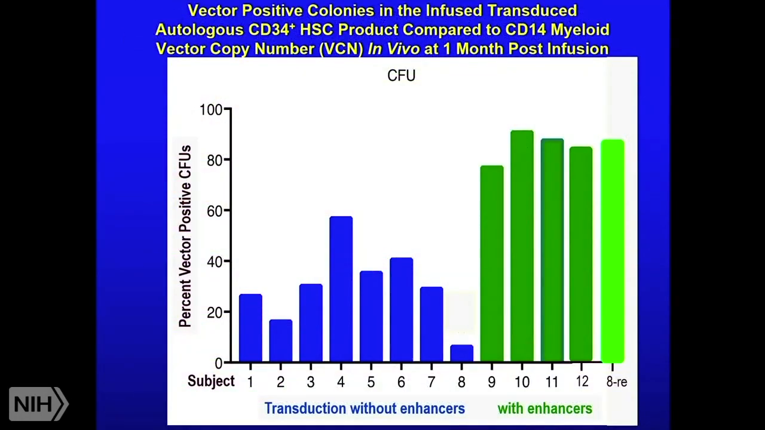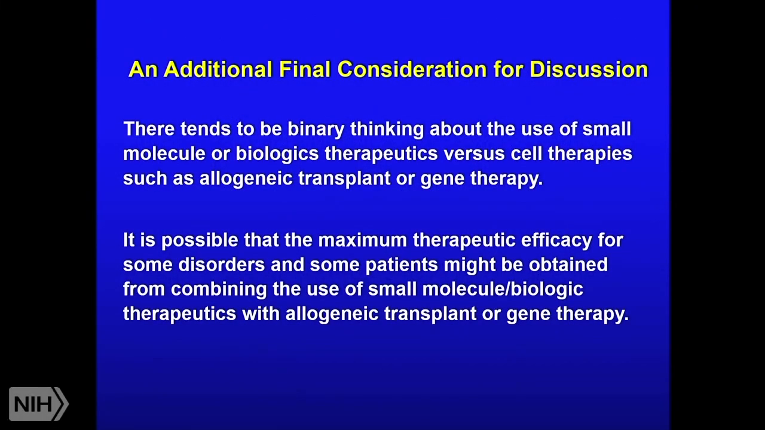Let me just keep going, because I don't want to actually show my data. So one last thing I want you to think about. There's binary thinking. People tend to say either we use small molecules and biologics, or we try to use cell therapy. But in fact, many of the diseases talked about at this session are such that the biologics don't do the whole job, and probably the cell therapies won't get to all the organ systems, so we should be thinking about combinations a lot more in planning out what might be best for our patients.